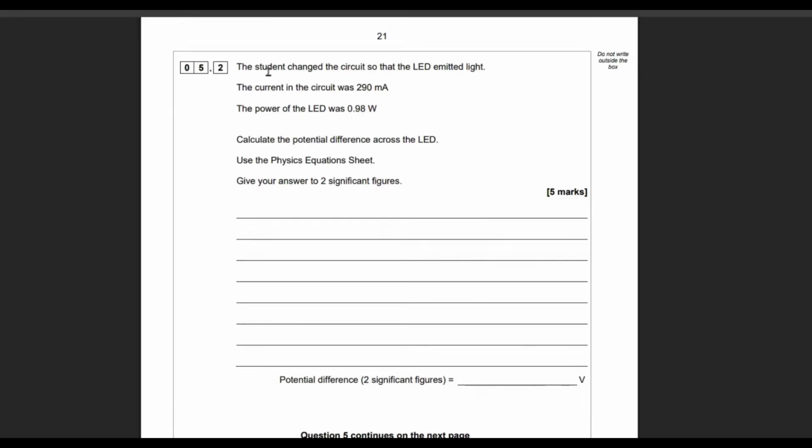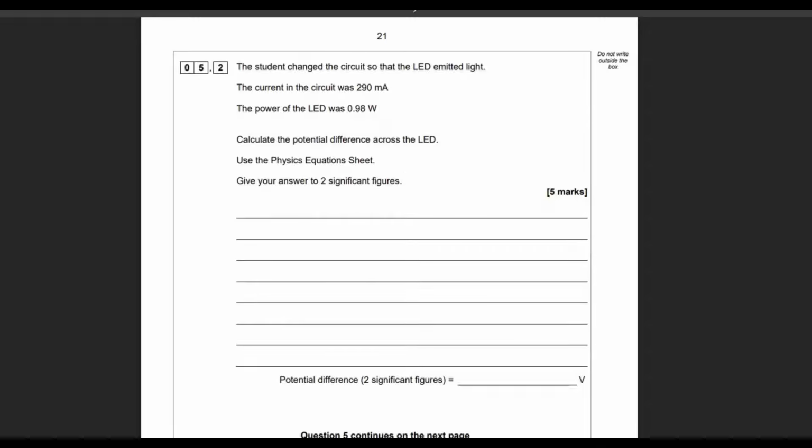Okay, 5.2, the student changed the circuit so the LED emitted light. Emitted means gave out. So the LED gave out light. The current in the circuit was 290 milliamps. The power of the LED was 0.98 watts. Calculate the potential difference across the LED. Use the physics equation sheet. Give your answer to 2 sig fig.